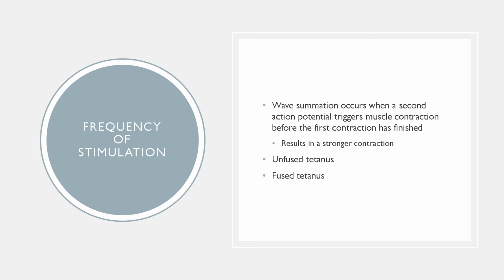Now, when this happens, where stimuli arriving at different times cause larger contractions, this is called wave summation. The result of a skeletal muscle being stimulated at about 20 to 30 times per second is a sustained but wavering contraction called unfused tetanus.